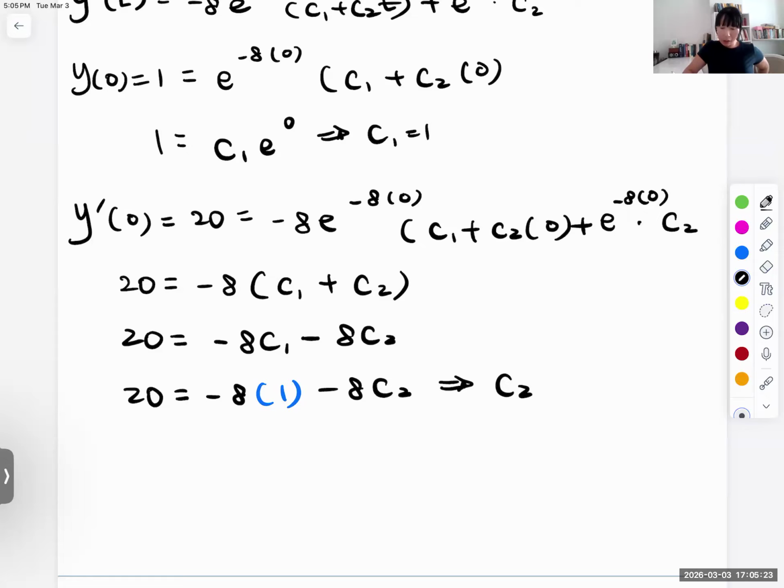So it will be 28, negative 8 c sub 2 equal to positive 28, right? Okay, then sign.